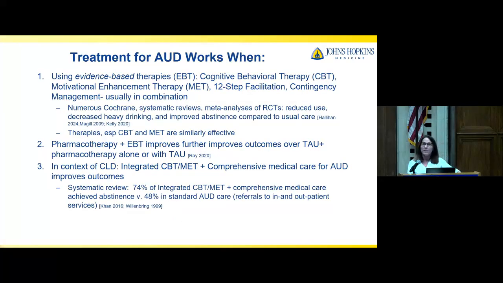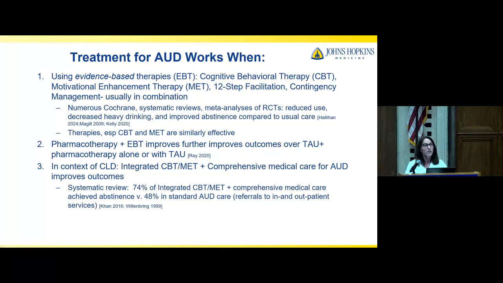I want to make 3 points about alcohol use disorder treatment. First of all, the evidence-based therapies, and you're familiar with all of them, cognitive behavioral therapy, motivational interviewing, contingency management, they all work. And there have been numerous reviews, Cochrane reviews, with a moderate effect size showing that they work, and they're pretty equivalent in their effect. So that's one. Number 2 is that pharmacotherapy plus evidence-based therapy works well too. In fact, it works better than either one alone.